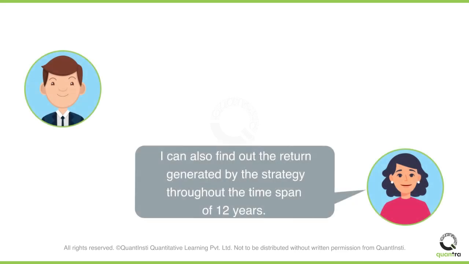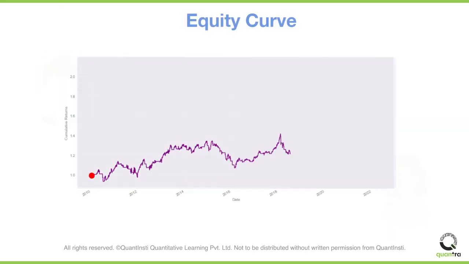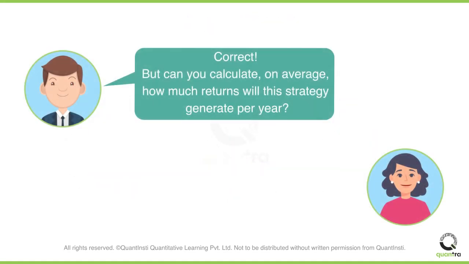Sophie then tells John that through the equity curve, she can also find out the return generated by the strategy throughout the time span of 12 years. The cumulative return at the end of the strategy is 1.9, and if she invests a capital of $100 at the beginning of the strategy, her capital will have grown by 1.9 times, which equals $190. John agrees but then asks Sophie, how can she calculate the average annual rate of the strategy? Or on average, how much returns will this strategy generate per year?